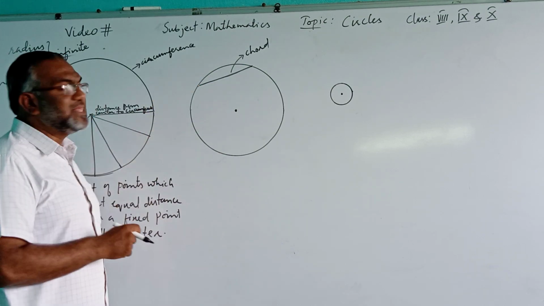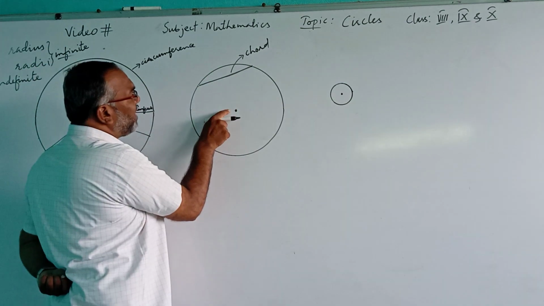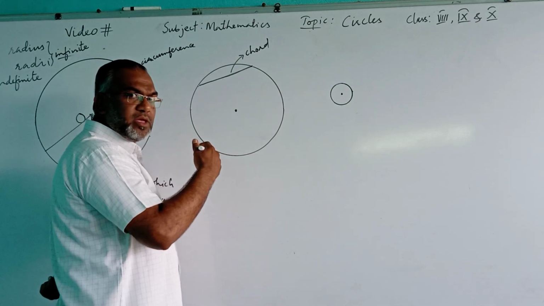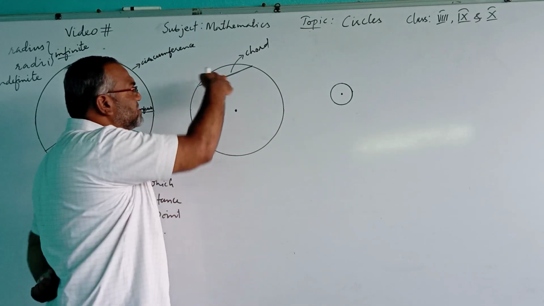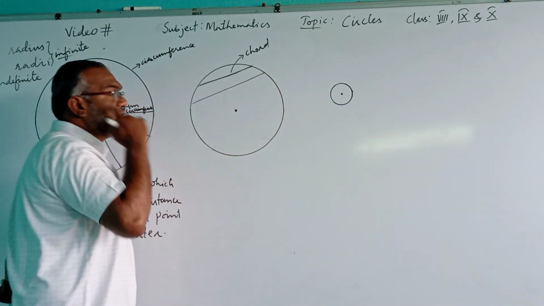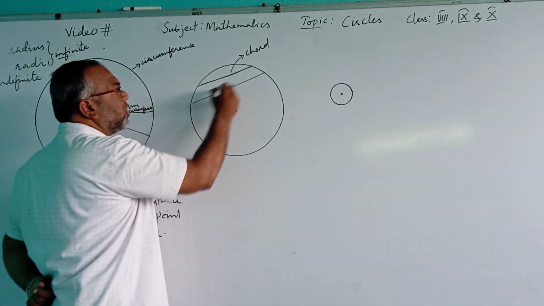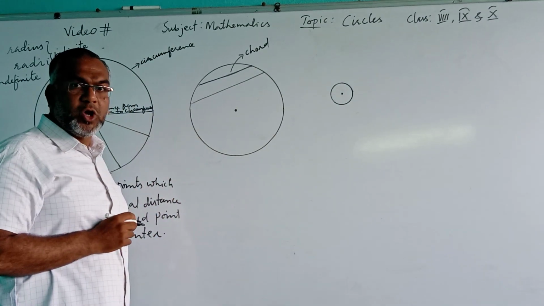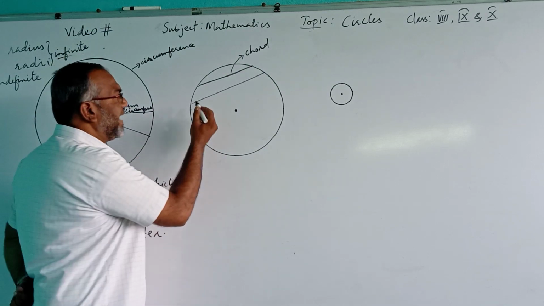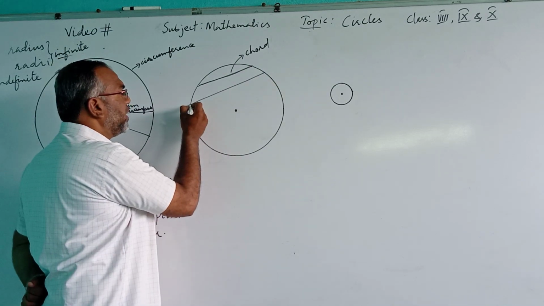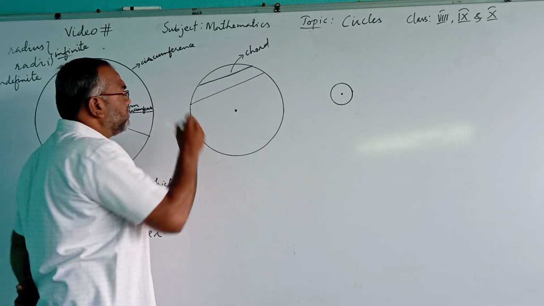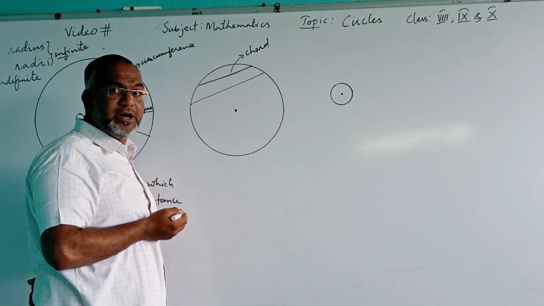And observe that this chord is far from the center, right? What if I draw another chord which is closer to the center than this one? I have drawn another chord. Why am I calling it a chord? Because a chord is a line which joins 2 points on the circle, and this line is joining 2 points on the circle, right? Here is a point and here is one more point. I'm joining them, so it's a chord.